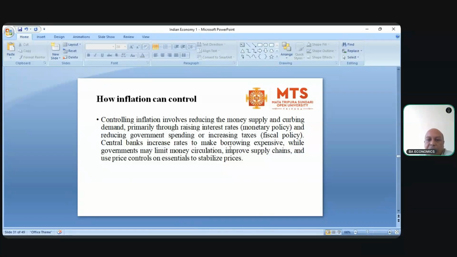And during high inflation time, the government always tries to increase income tax. When the government increases income tax, the disposable income in the hands of common people will be reduced. Then demand for goods will decline, and automatically in future the price of goods will also decline, because the price of goods is directly linked with the demand for that product. We assume that when demand for a product increases, the price of the product will also increase. In this way, the government may use monetary and fiscal policy for controlling inflation.